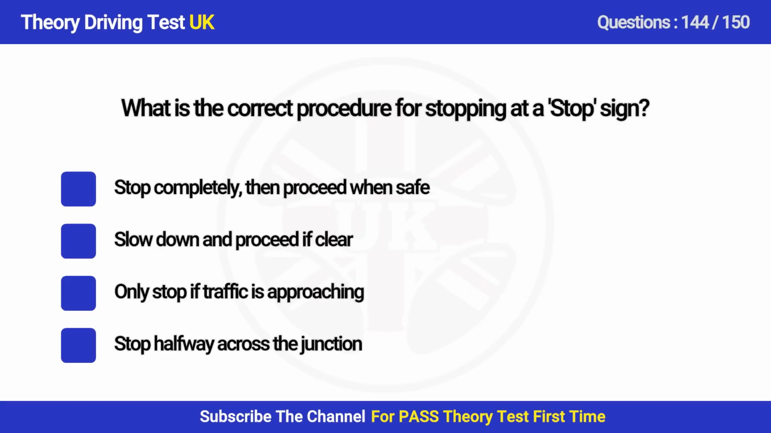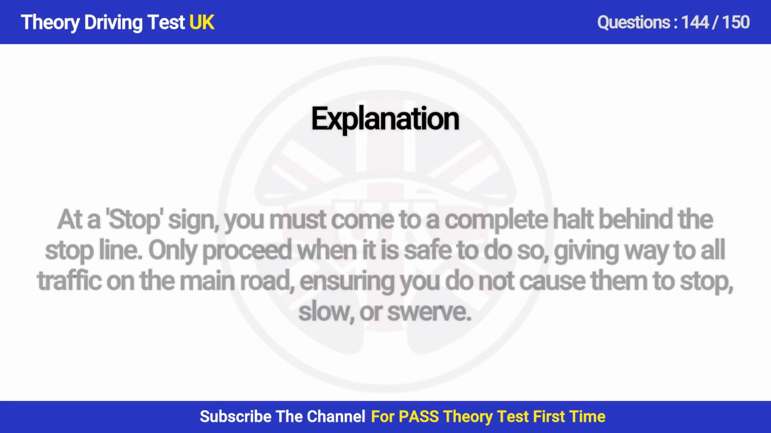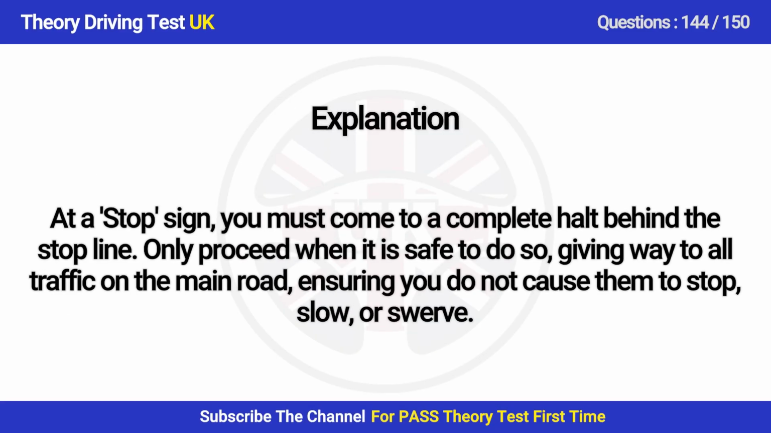Question 144. What is the correct procedure for stopping at a stop sign? A. Stop completely, then proceed when safe. B. Slow down and proceed if clear. C. Only stop if traffic is approaching. D. Stop halfway across the junction. Answer is A. Stop completely, then proceed when safe. At a stop sign, you must come to a complete halt behind the stop line. Only proceed when it is safe to do so, giving way to all traffic on the main road, ensuring you do not cause them to stop, slow, or swerve.